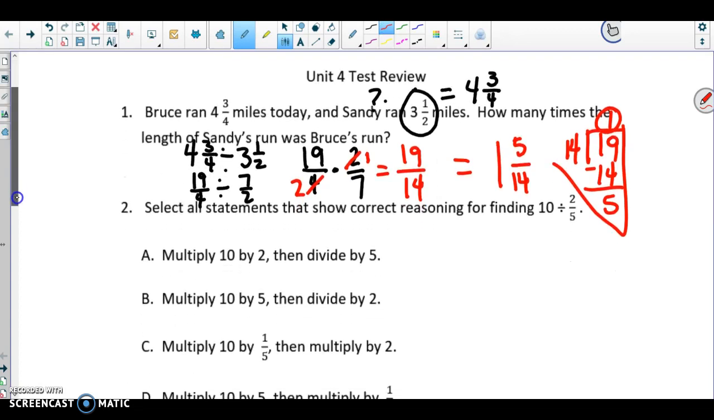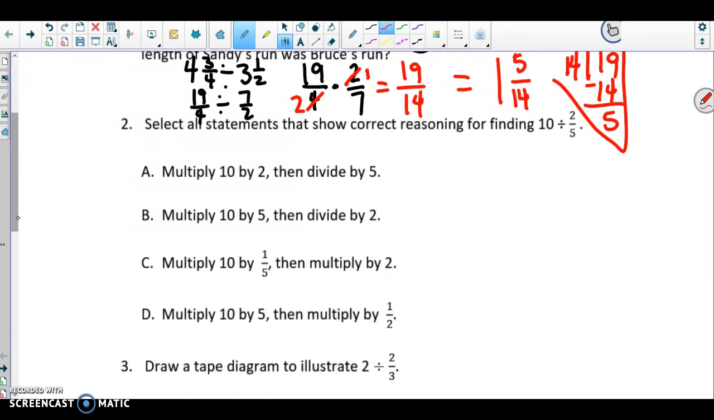Okay. Number 2, select all the statements that show the correct reasoning for finding 10 divided by 2/5. So 10 divided by 2/5 is the same thing as taking 10 times 5/2, or the reciprocal there. So really, to solve this, I could put a 1 underneath the 10, or just take 10 times 5 and then over 2. So 10 times 5 divided by 2 would be one way, which is B right there, multiply 10 by 5 and then divide by 2.